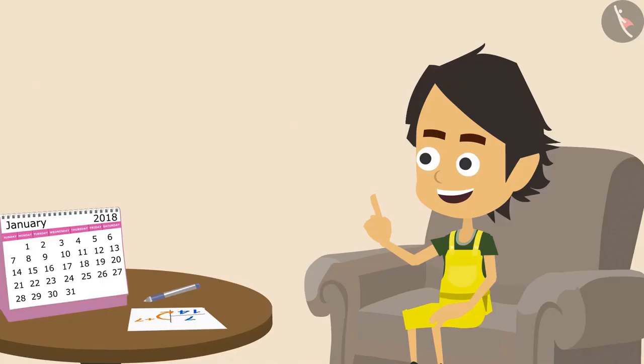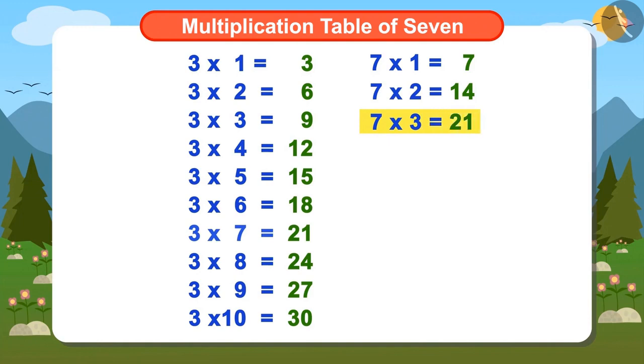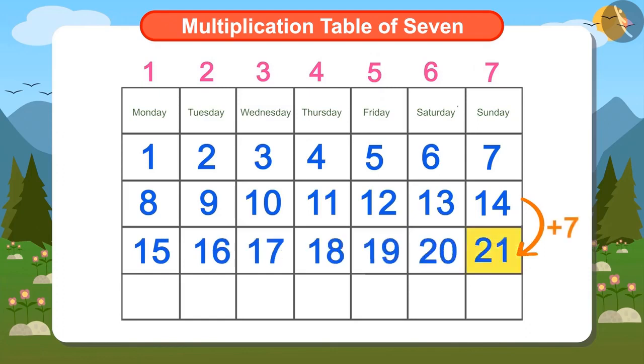Ayushman understood how he could find 7 multiplied by 3 from a multiplication table of 3. If 3 multiplied by 7 is 21, then 7 multiplied by 3 will also be 21. This means that the date on the following Sunday after the 14th will be 21st. Ayushman gave the exact date of Sunday without paper and pen. Papa is now confident that Ayushman will be able to tell the date of the Sunday after 21st without paper and pen. Can you tell what the date will be on the following Sunday after 21st?